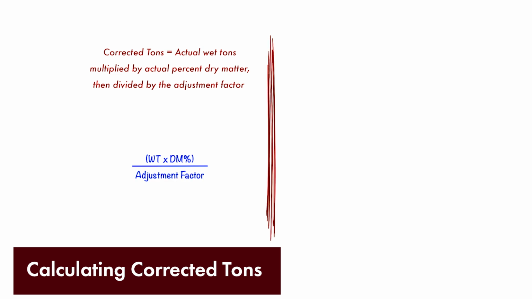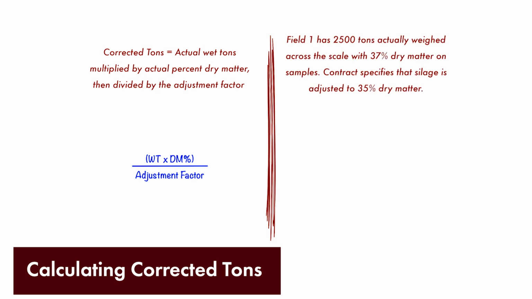Let's work through an example. You have field number 1. 2,500 tons was what was actually weighed across the scale. This is your scale weight or your wet tons. Let's say it was running at 37% dry matter. Let's say our contract specs, the adjustment factor, were 35%.